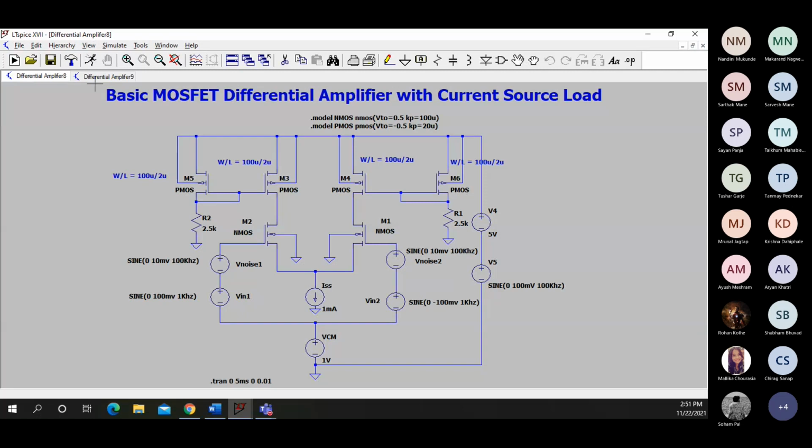Soham, can you confirm whether you got the files? Yes, sir. All 9 files are here. Okay.